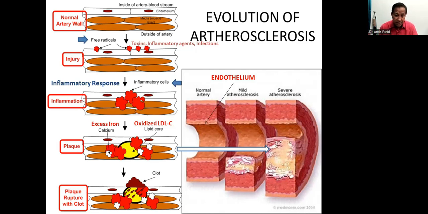Okay, so our concern is this one cell layer of endothelium, right? So the first bad thing that happens is there is injury to this layer. Injury caused by what? By free radicals, by toxins, by inflammatory agents, and by bacteria, viruses, parasites, and many other stuff. So once you have injury, then there is damage, then the body mounts an inflammatory response, which is actually an attempt to repair.